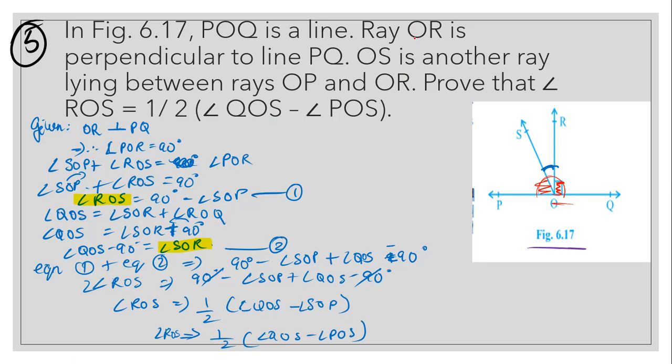Sorry, my throat is not in a very good condition. Excuse me, it's a normal cough, okay? It's not COVID-19.